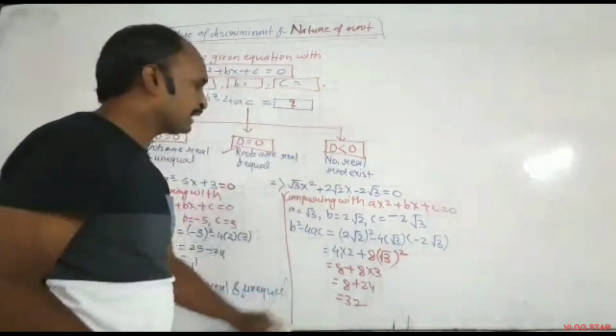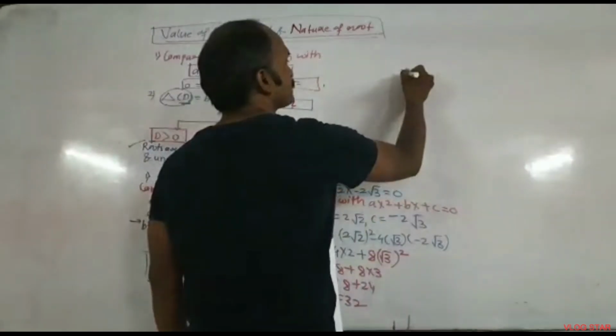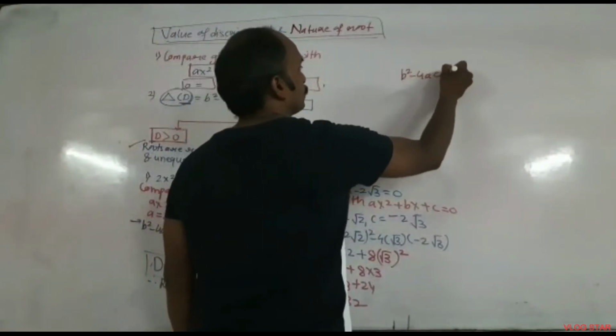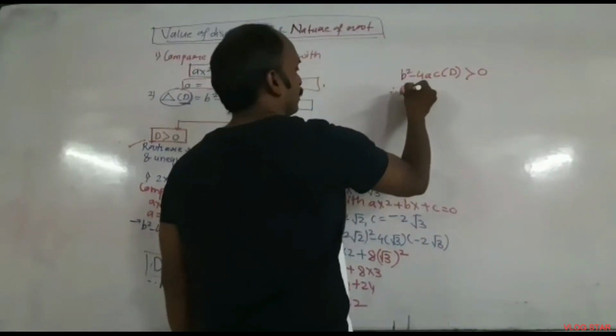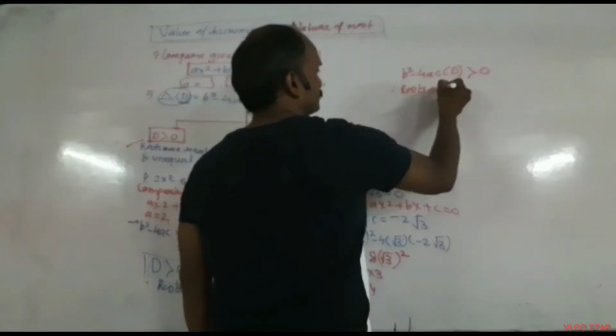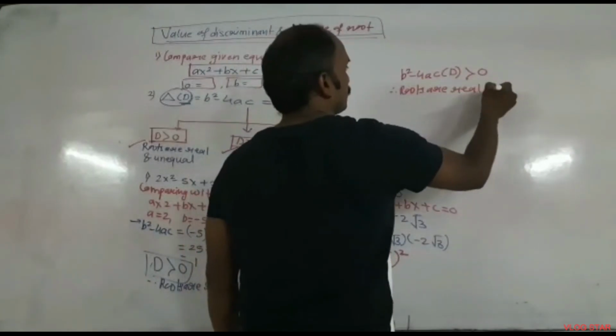Again here the value of b square minus 4ac, or you can say D, is more than 0. Therefore roots are real and unequal.